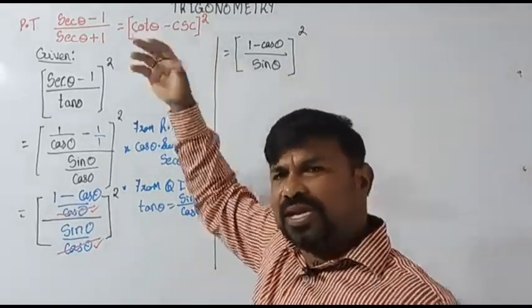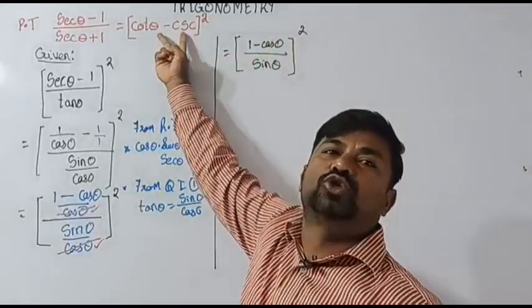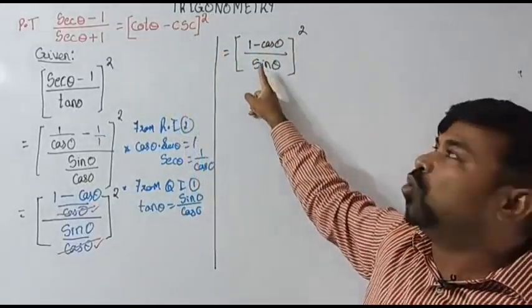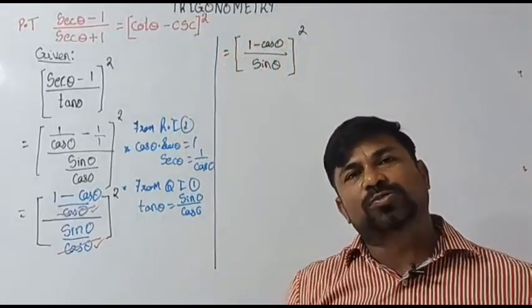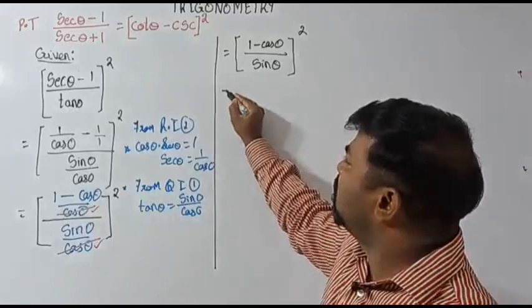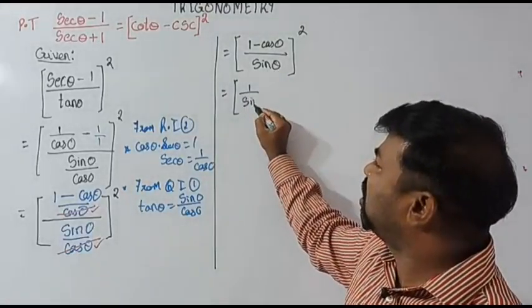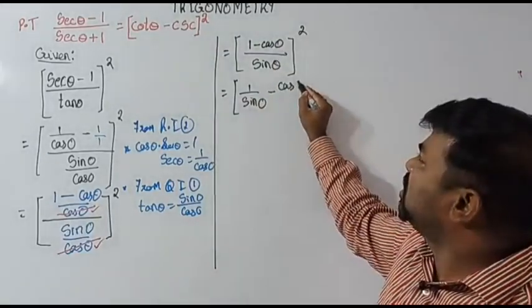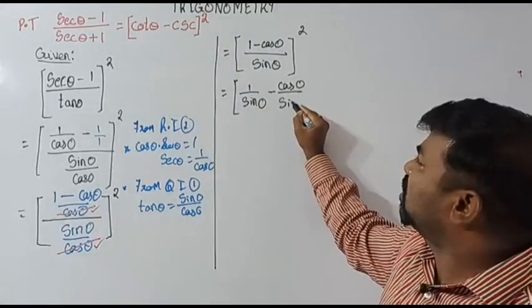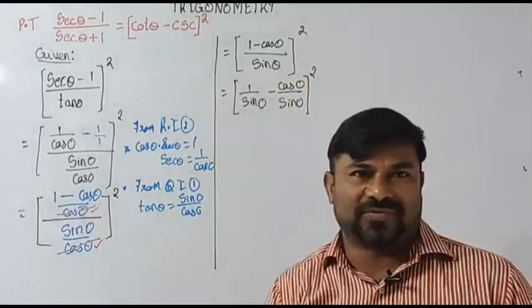Now let's see the answer. So, whole square, but here we have two terms in the numerator, whereas we have only one term in the denominator. I like to split the denominator for both the terms. So I am writing this as 1 by sin theta minus, splitting to the second one, cos theta by sin theta. I have just split the denominator for both of them.